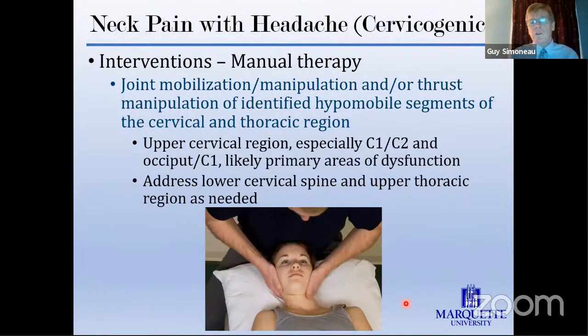And the same thing holds true for manual therapy. If you have good manual therapy skills, there's an endless number of techniques that can be used for the upper cervical spine. So that should be your primary focus of treatment. And then as needed, address the lower cervical spine and the upper thoracic region.